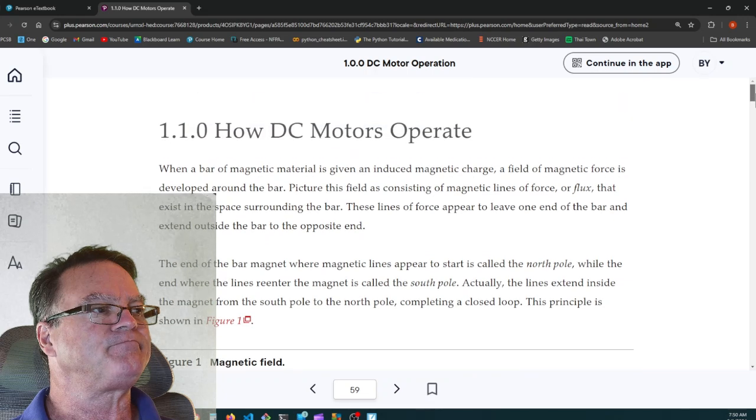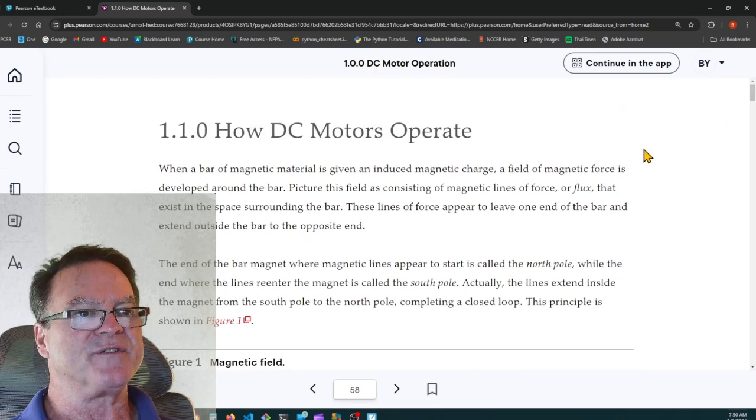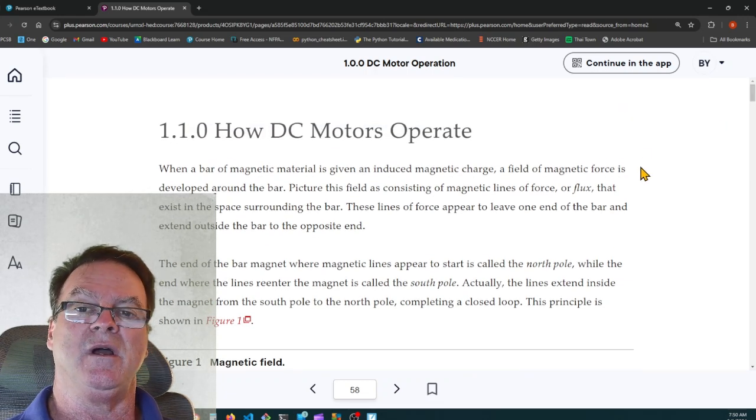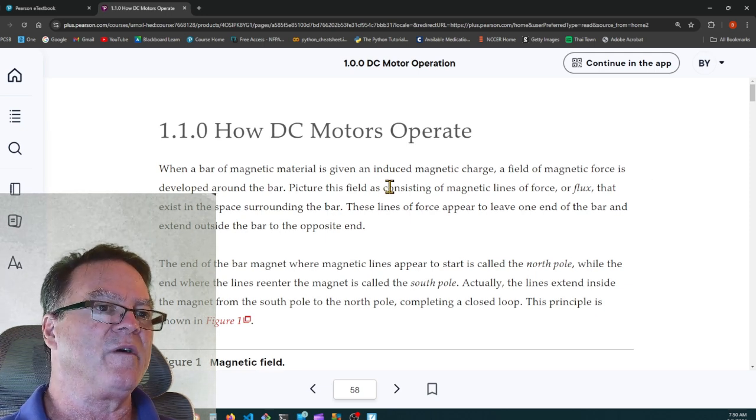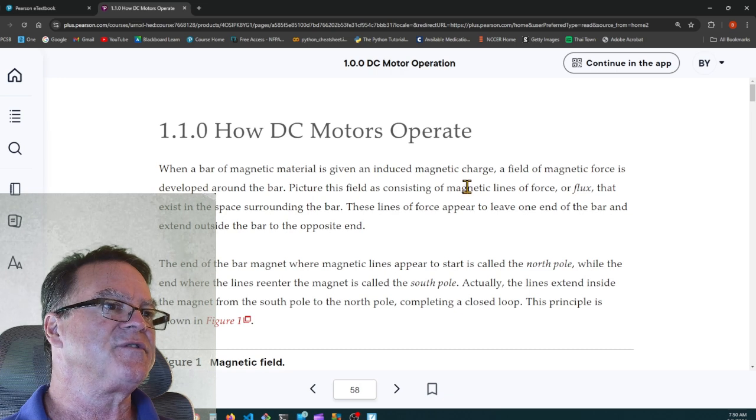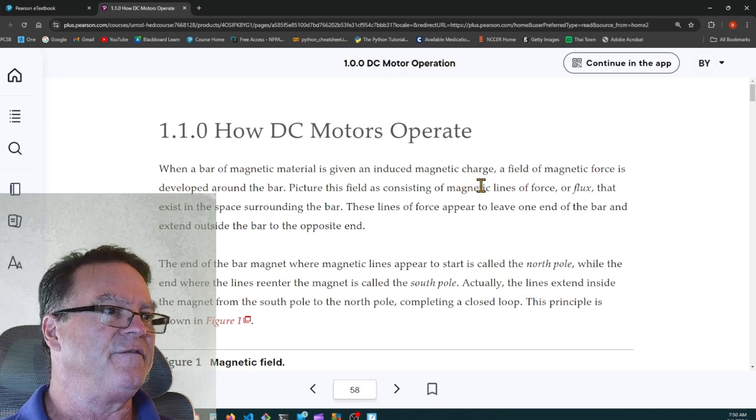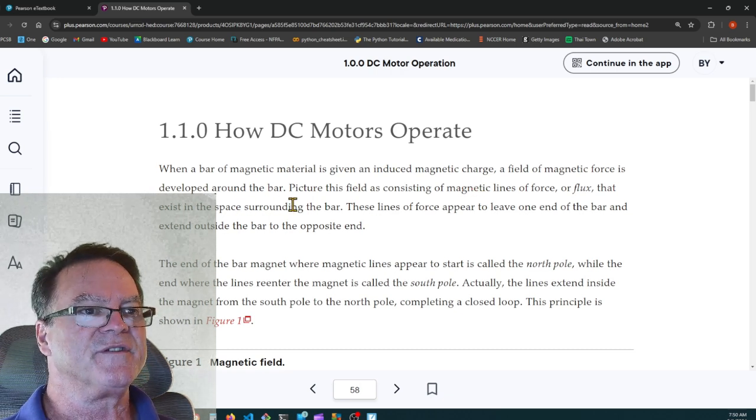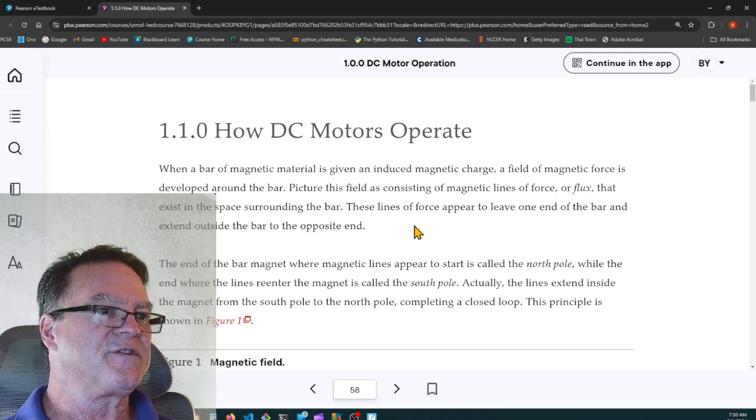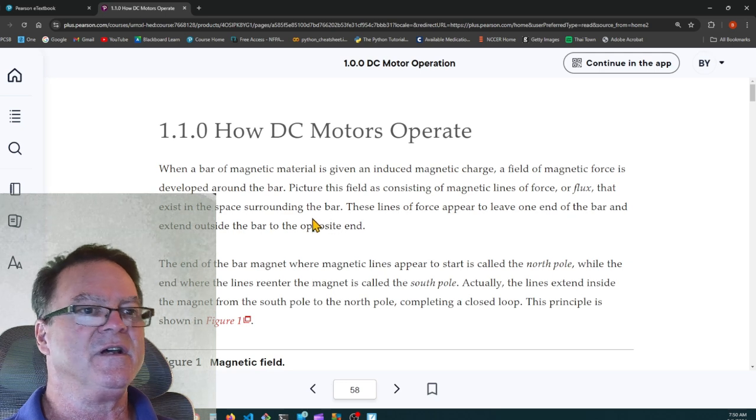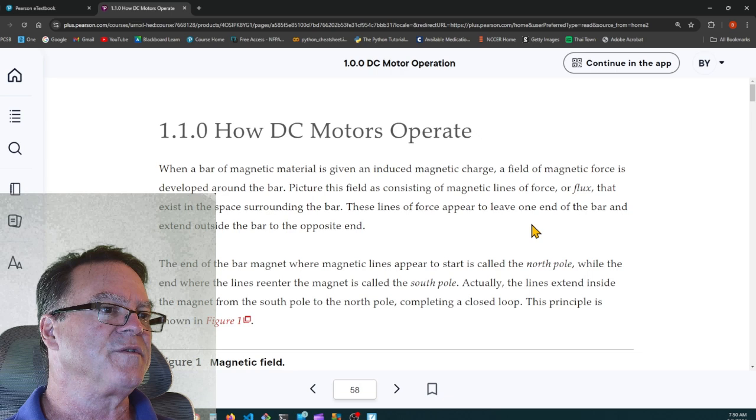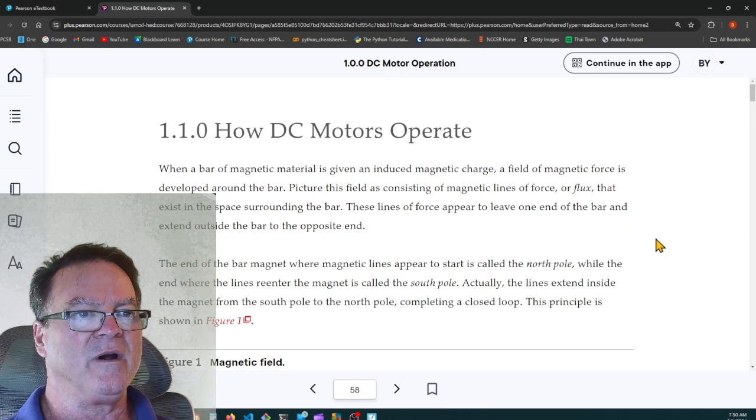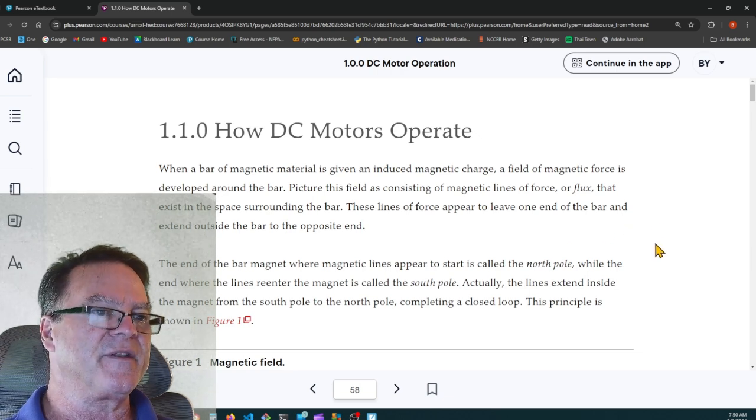So, how DC motors operate. Basically, it's two magnetic fields that are opposing each other. It says when a bar of magnetic material is given an induced magnetic charge, a field of magnetic force is developed around the bar. Picture this field as consisting of magnetic lines of force or flux that exist in the space surrounding the bar. These lines of force appear to leave one end of the bar and extend outside the bar to the opposite end.